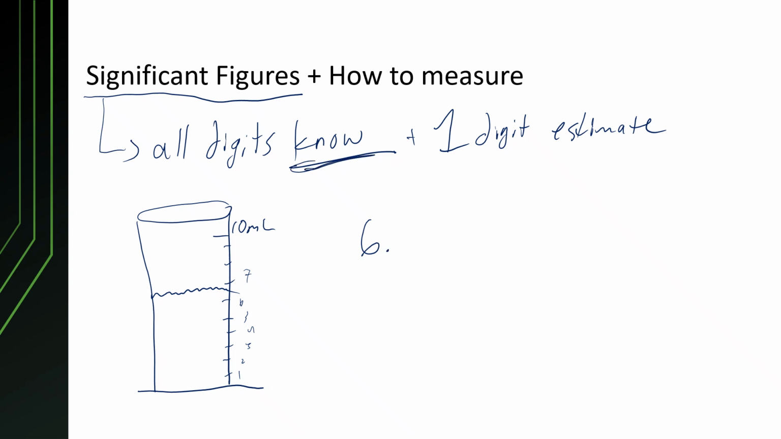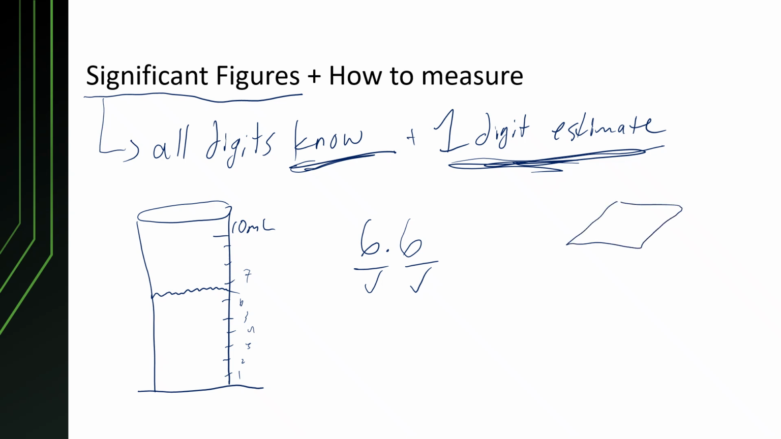We know that. We can estimate one further digit. So let's say maybe it's 6.6. Or you could say 6.5, 6.4. I can't say 6.65 because that would be too many digits. I can't estimate that far. We can only estimate one digit. All the digits that we know plus one digit that we estimate. And so this would have two significant digits, because we know one and we estimated one. And this would be true for any analog tool where you have increments: all the ones you know, plus one that you estimate.